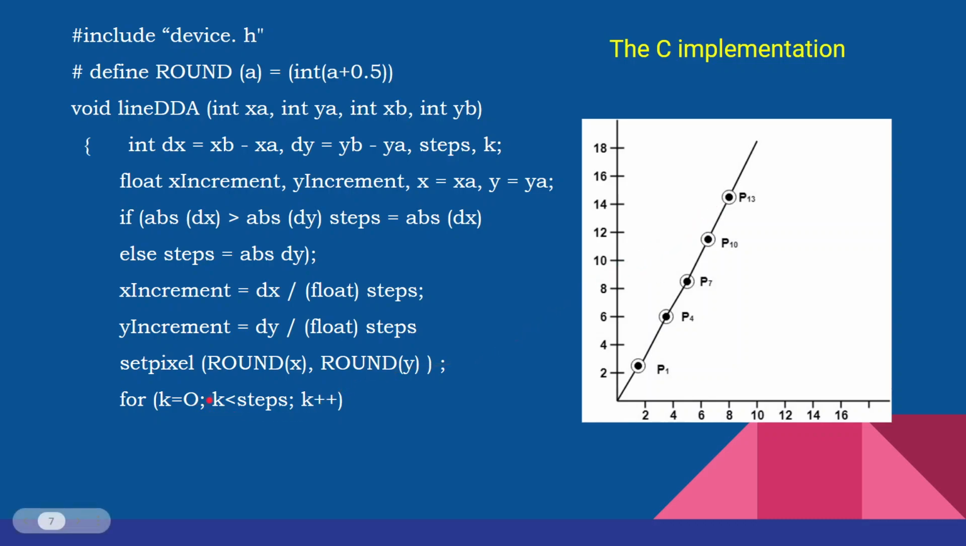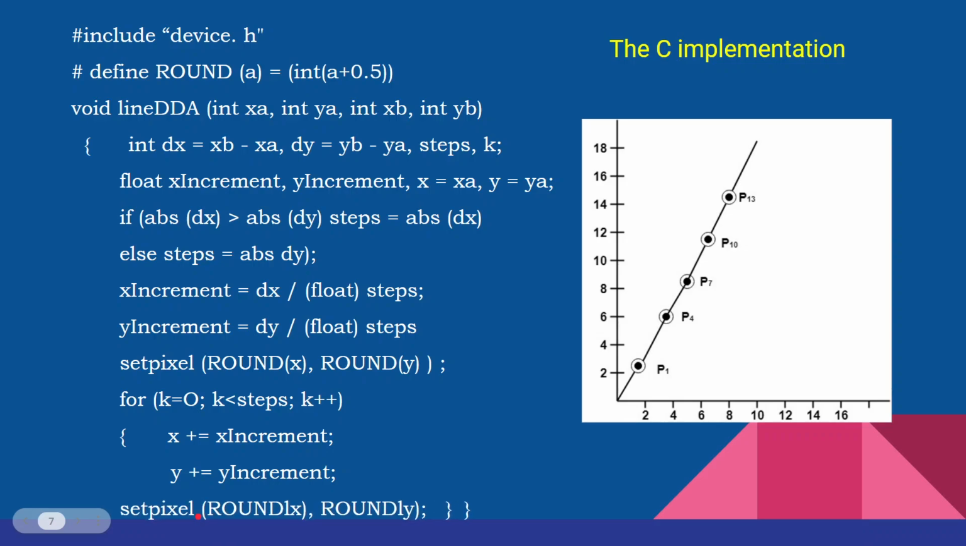So this is done by the for loop. The for loop goes like this: x is equal to x plus x increment and y is equal to y plus y increment, and now we get the new values of x and y. So that is again plotted. Set pixel of round of x and round of y. He has the bracket here; actually it should be an open brace here and here. So there is a printing mistake here. So open brace, round of x and round of y, and then we close it.